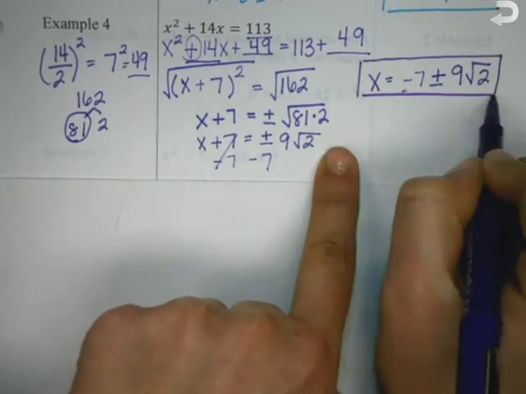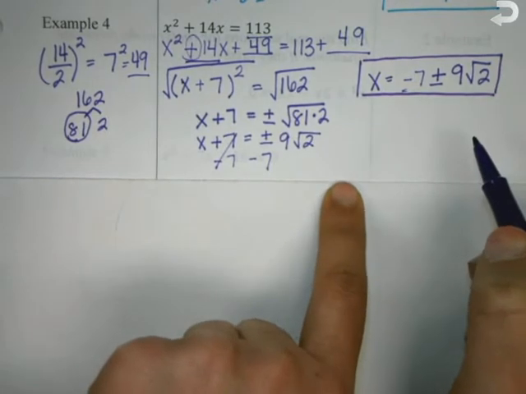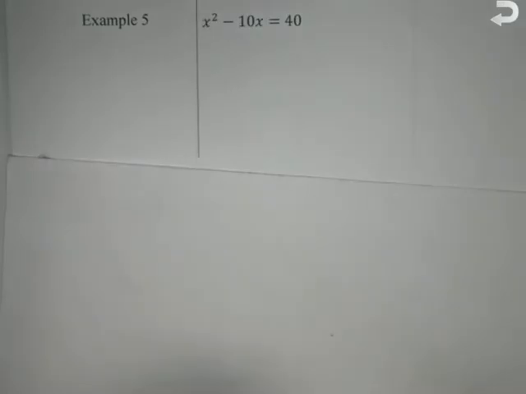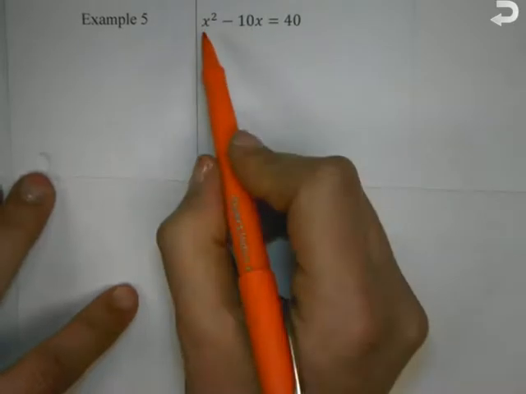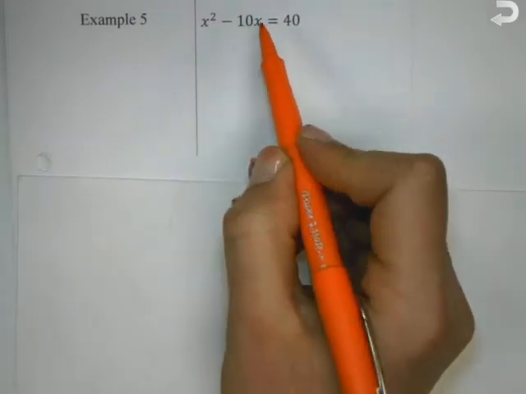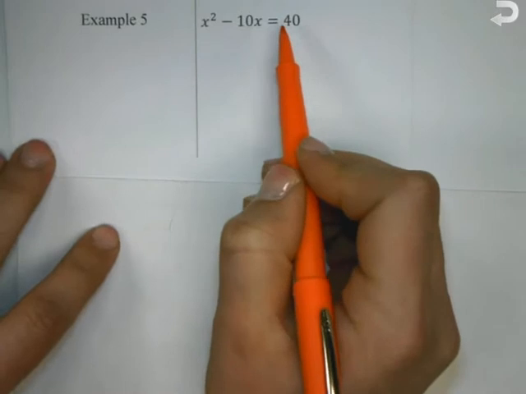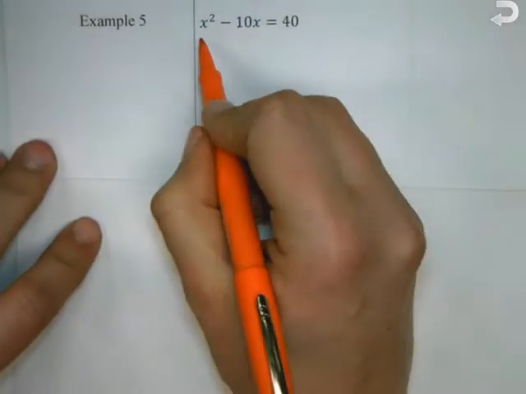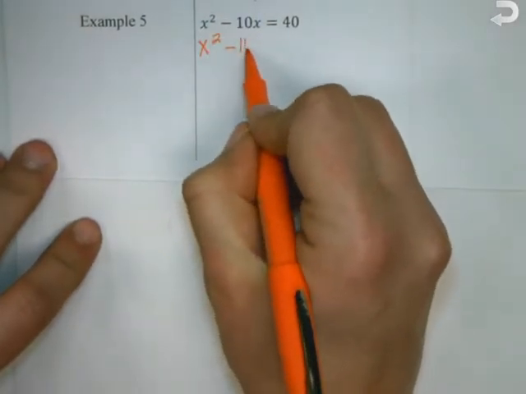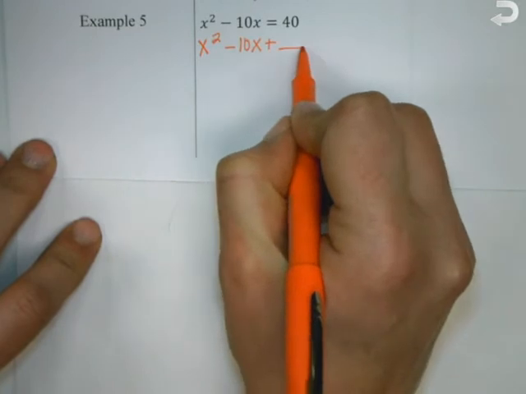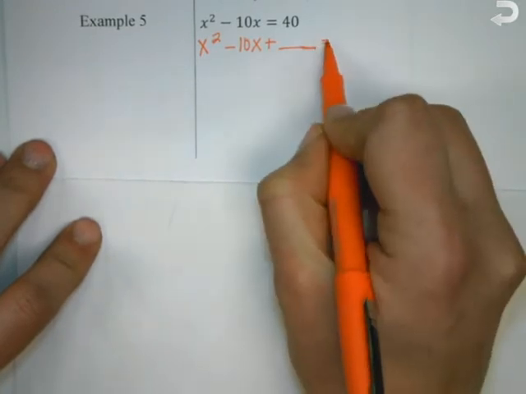Last example for completing the square, example 5. I have x squared minus 10x equals 40. Now 40 is a constant and it's already on the right-hand side, so we don't have to worry about moving it. So I'm going to go straight into my blanks. So I get x squared minus 10x plus blank equals 40 plus blank. And now I need to figure out how to fill in those blanks.